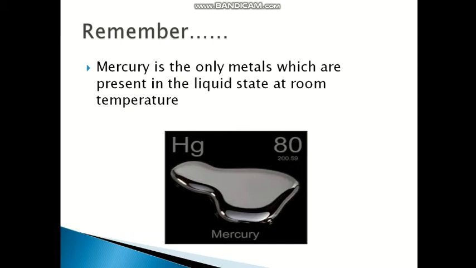Students, there are some exceptional cases you have to remember. You can see mercury here. The chemical formula of mercury is Hg. This is the condition of mercury. At room temperature, it is liquid. Students, you can see that mercury shows a property of metal, but it is the one and only element which is present in the liquid state at room temperature. Remember the term, this is the only metal which is present in the liquid state at room temperature.